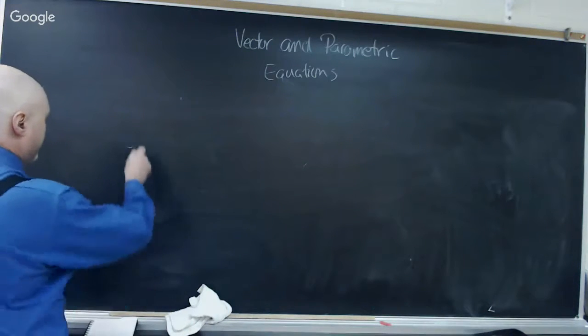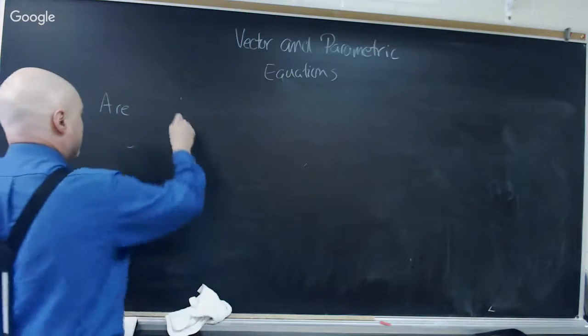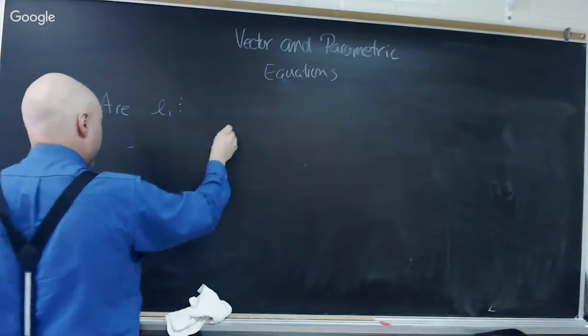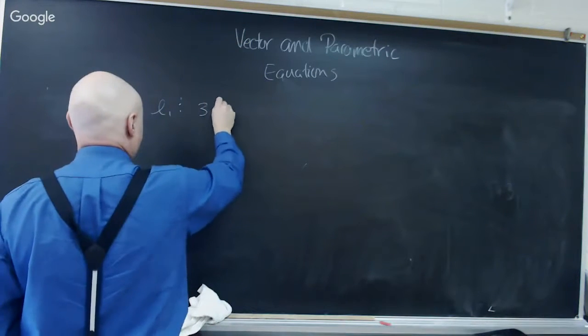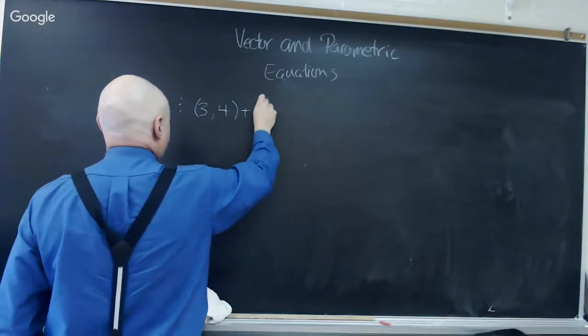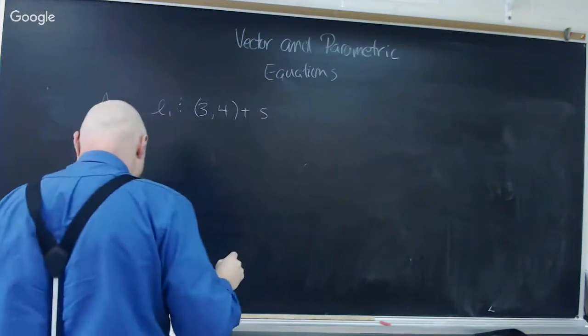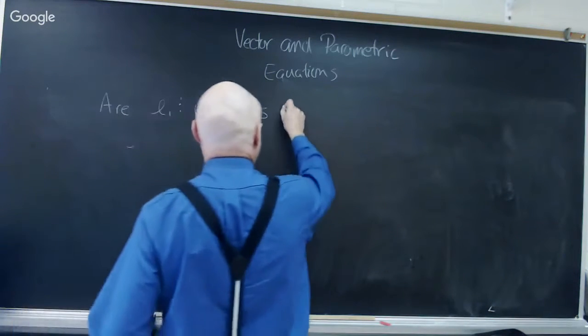Okay, so here it comes. So we have two different expressions for a line. So here we are. It's got a position vector 3, 4, and it has a direction vector of -3, -1.